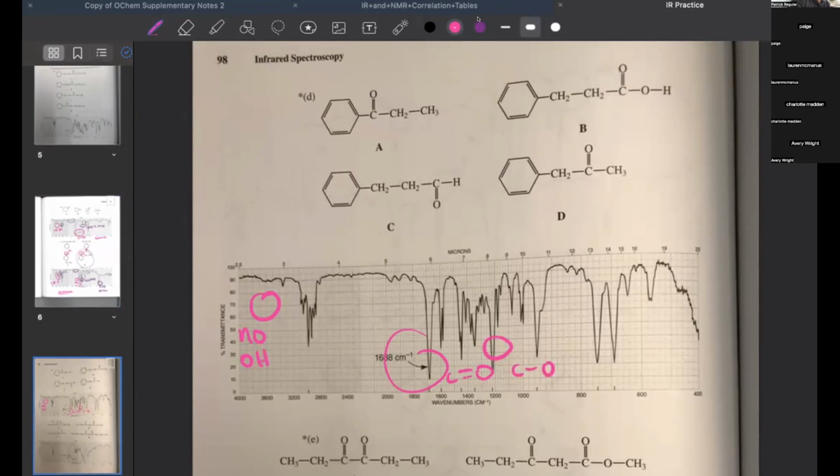Additionally, we have some overtones. We have some C double bonded C sections. Additionally, we do have a 1600 and a slight 1475. And then we have a 750 and a 690, my bad. That's going to be mono substituted. So it is aromatic. It's going to be an ester, and it's going to be mono substituted.